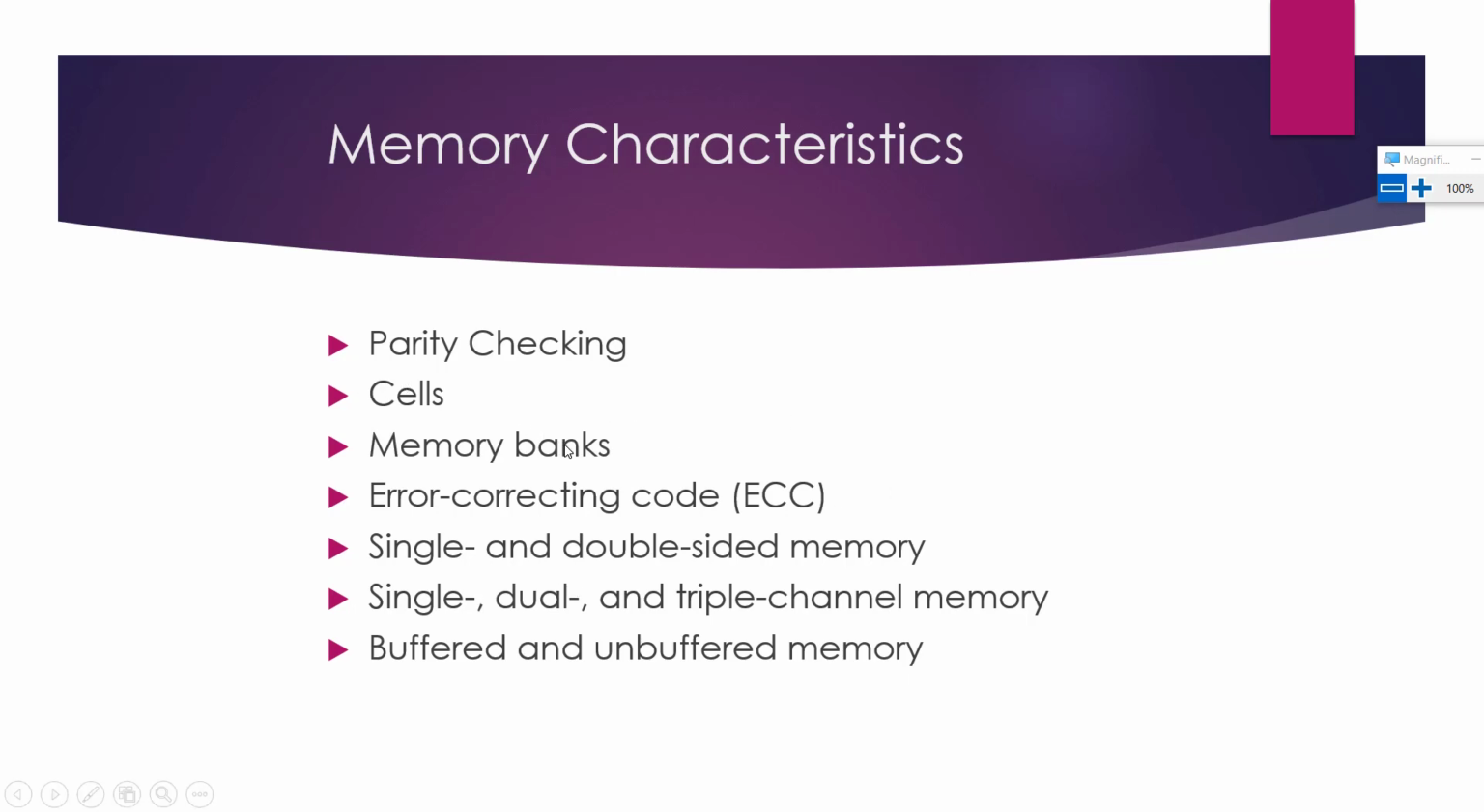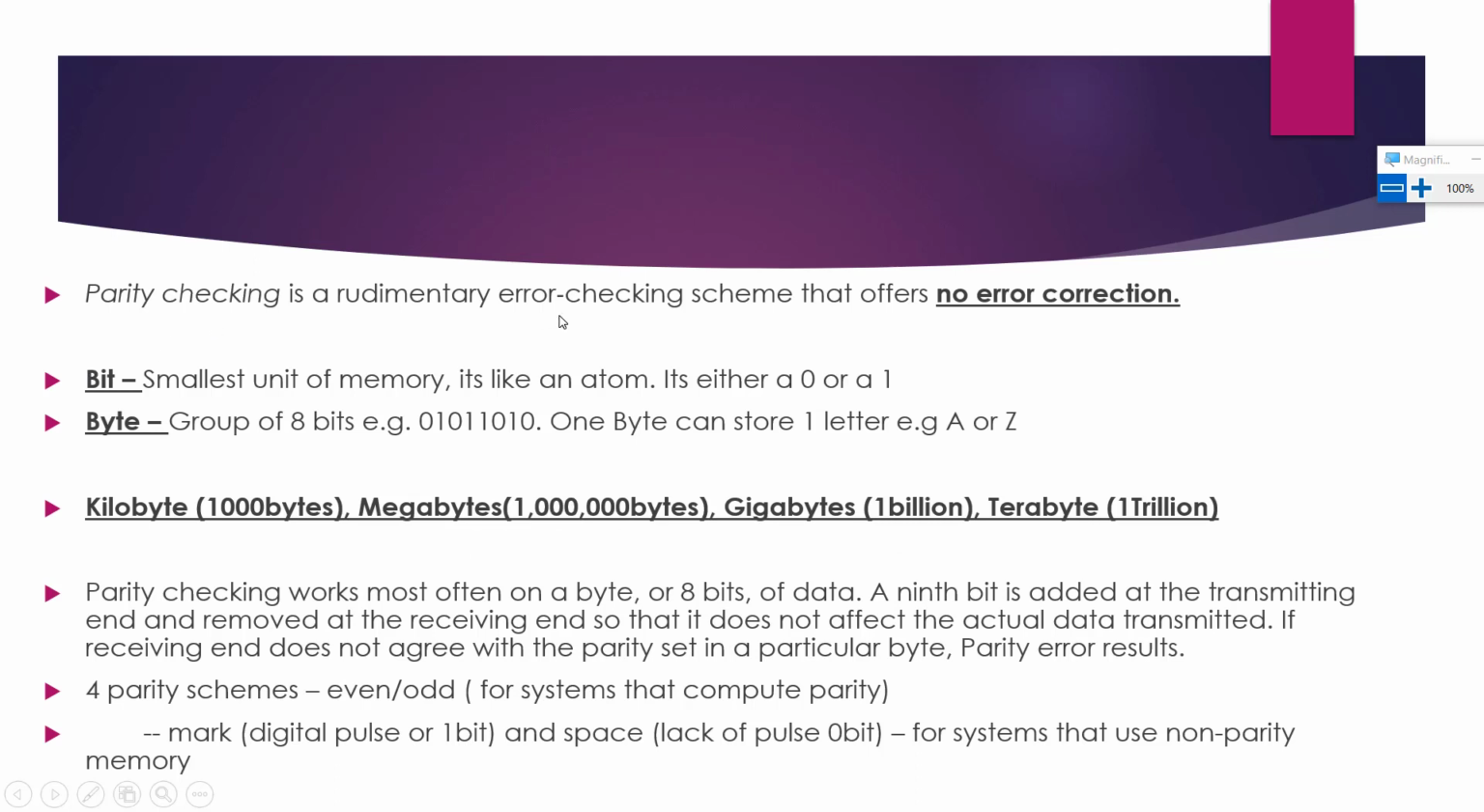Parity checking. Now, parity checking is a rudimentary error checking scheme that offers no error correction. So there's checking, and there is correction. Parity checking is all about error checking and reporting, but not correcting. Memory nowadays has error checking plus correcting as well. It used to be just parity checking, and then the error would just pop up. Hey, I told you so. And a bit is the smallest unit of memory.